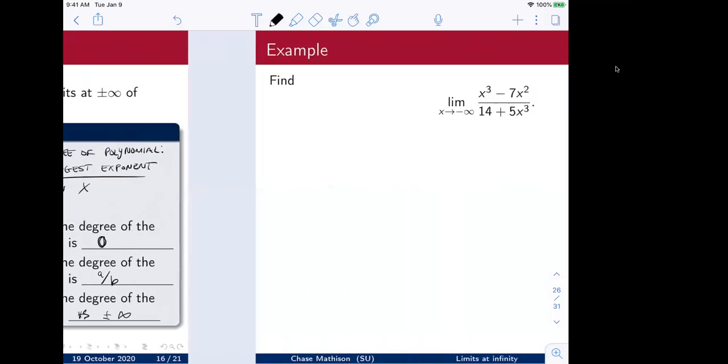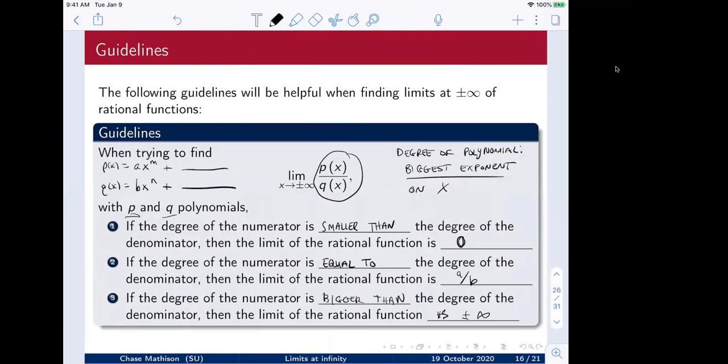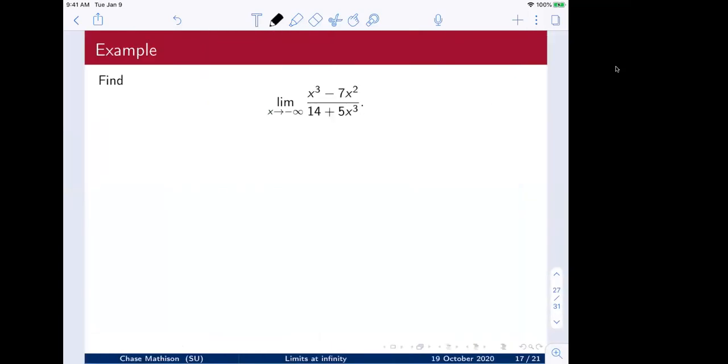So let's look at this example here. Find the limit as x approaches negative infinity of x cubed minus 7x squared divided by 14 plus 5x to the third. All right, so which of these three cases does this rational function fall into? First of all, what is the degree of the top? Good. Degree of top is 3. What's the degree of the bottom? It's also 3. Very, very good. Highest exponent is 3 in both the top and the bottom.